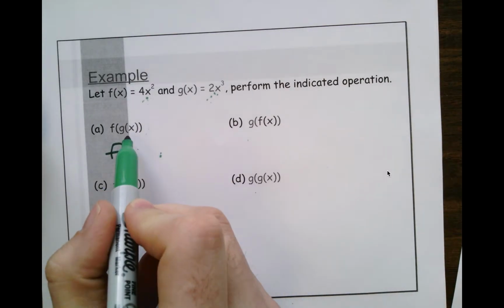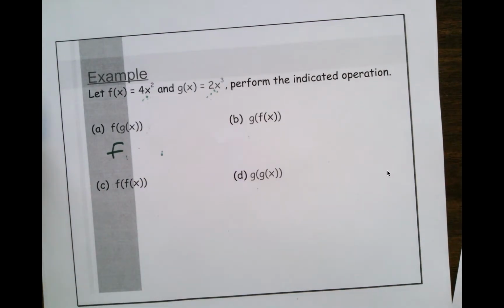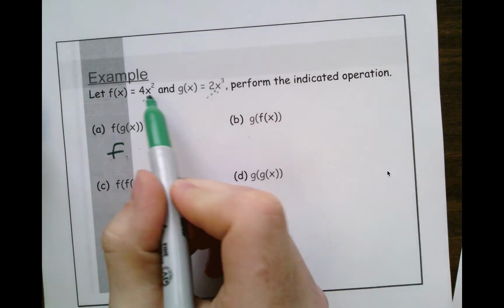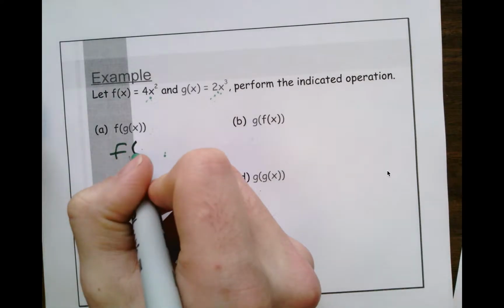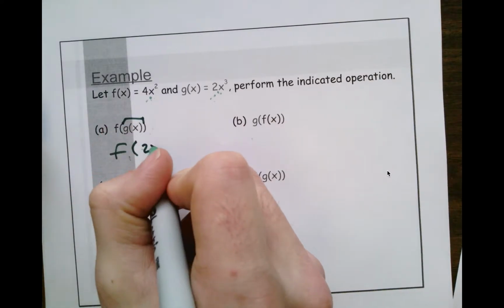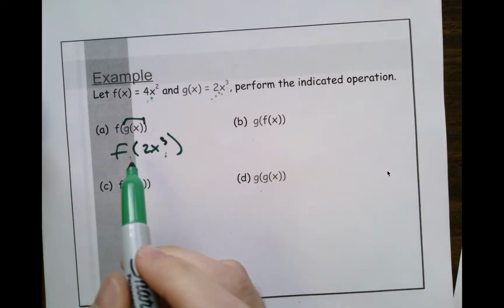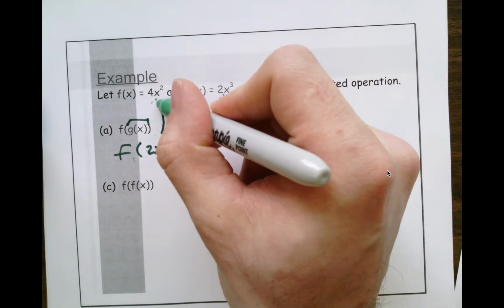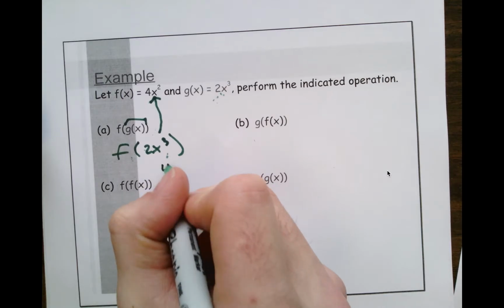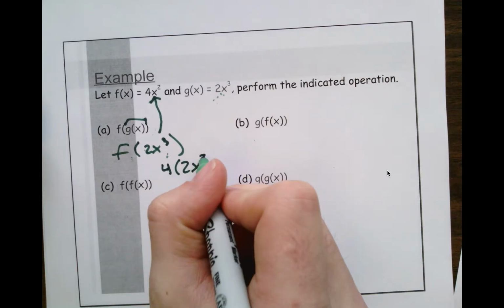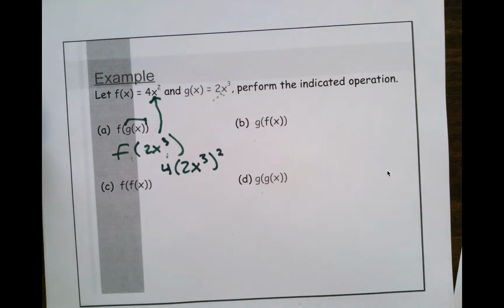So, like I said, back to our regularly scheduled program. F of g of x. So we're going to take g of x and substitute that in here. That would be 2x cubed. Then we're going to plug that 2x cubed in for x in this function. So we would have 4 times 2x cubed squared.